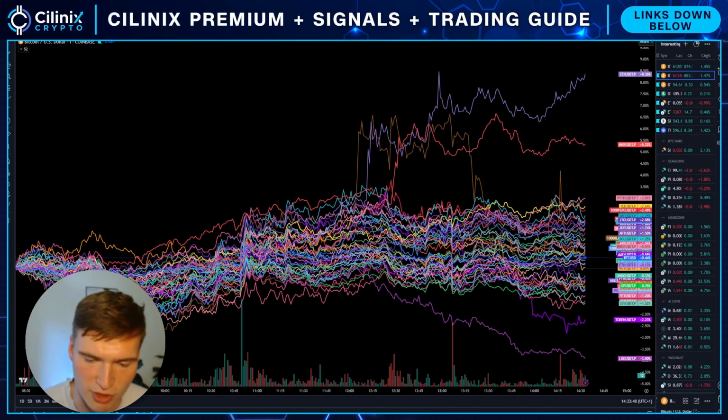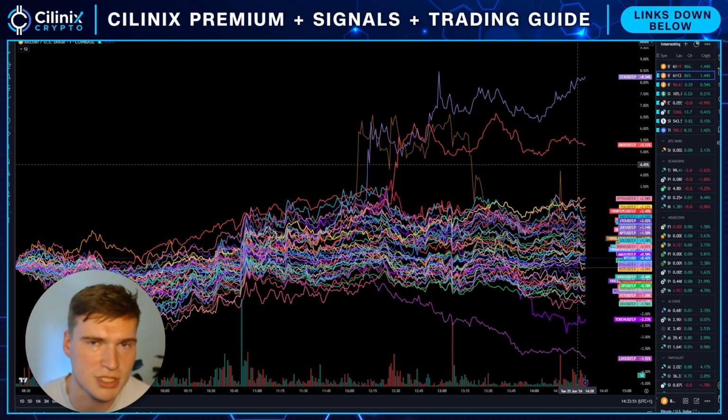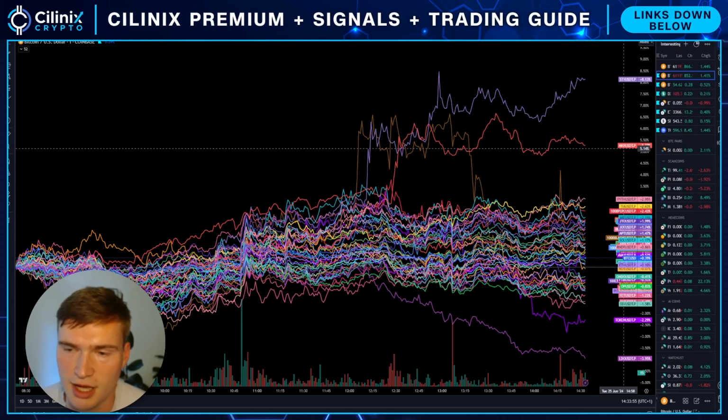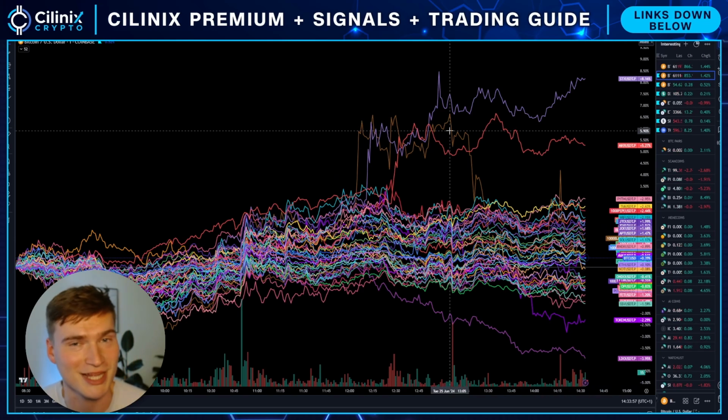Analyze them, see if you like what you see. Do you see a breakout? Do you see some sort of continuation confirmation? And then you could potentially enter a trade, but that's up to you.